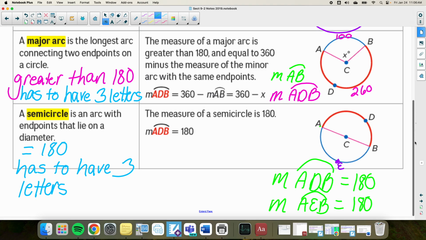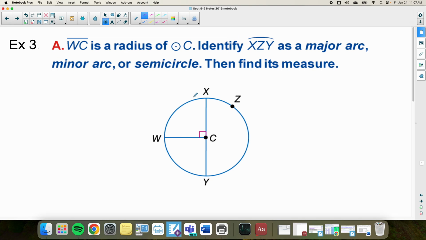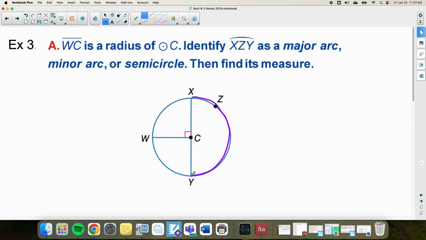Okay. All right, now let's go to this problem. So here's what they're telling us. They're saying WC is a radius of circle C. Okay, that's pretty obvious. And they say identify arc XZY. So this arc right here, is that major, minor, or semicircle? Semicircle, okay? If you want to just write semi for semicircle, I'm okay with that. Okay? Then it says, then find its measure. What would that be? 180.